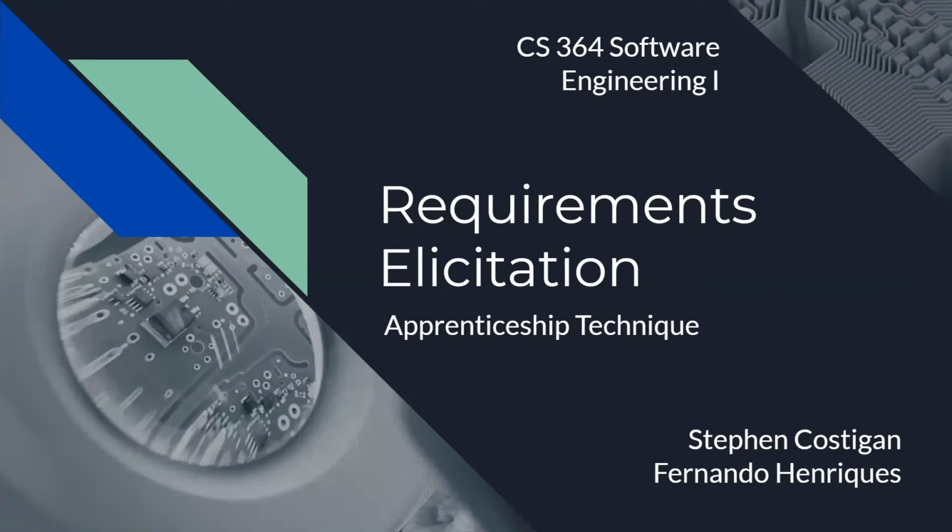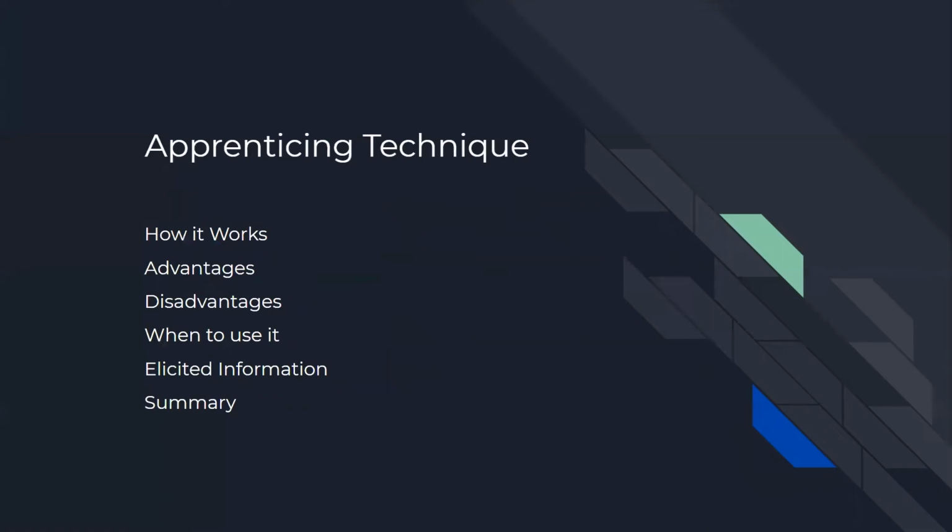This is our CS364 software engineering group project on the requirements elicitation apprenticeship technique. For this apprenticeship technique, we'll be going over several steps on how it works, the advantages and disadvantages of using this technique, when it should be used, and then some information for our elicited information, how we can use it in our project, and lastly, a summary of what we've learned.